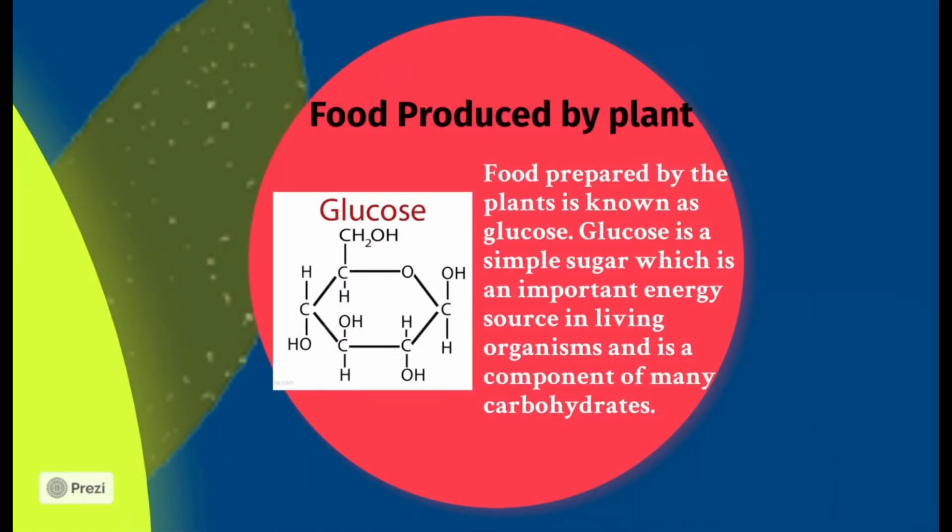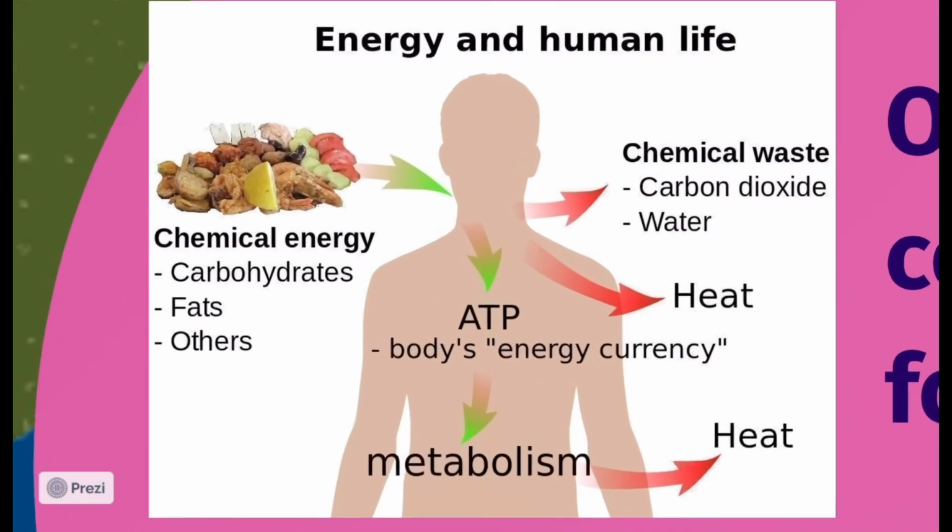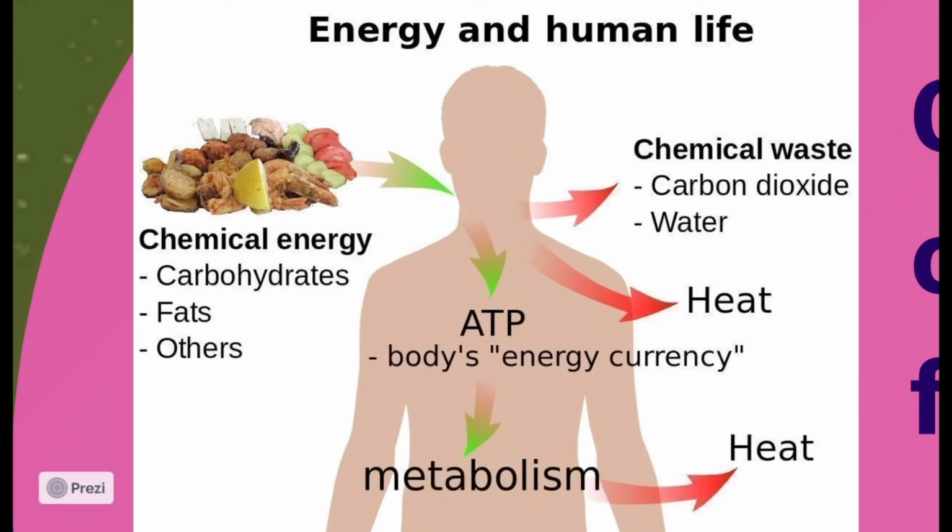And so now for tour stop 8, we have organisms consuming the food. Glucose found in the food animals eat is broken down during the process of cellular respiration into an energy called ATP. When excess ATP and glucose are present, the liver converts them into a molecule called glycogen, which is stored for later use. And so right here we have the chemical energy, carbohydrates, fats, and others going into the body, turning into ATP, and then going to the metabolism. Then we have the chemical waste coming out, carbon dioxide, water, and heat.